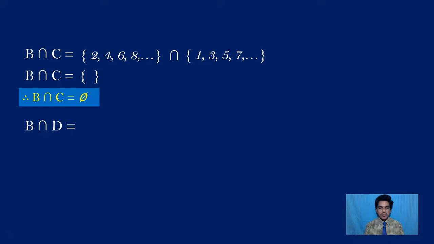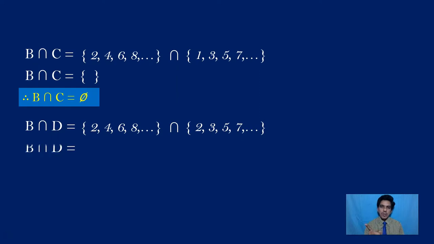Let us look at the next one, B intersection D: the set of even numbers intersection the set of prime numbers. The number has to be even, and it also has to be prime. There is only one such number which is common to both even and prime, that is actually the set of 2, singleton 2, right? So that is answered.